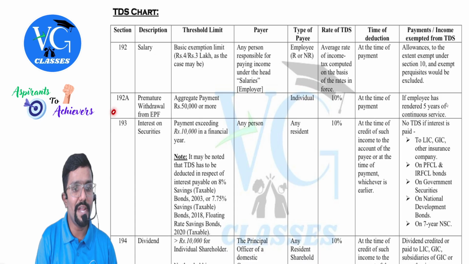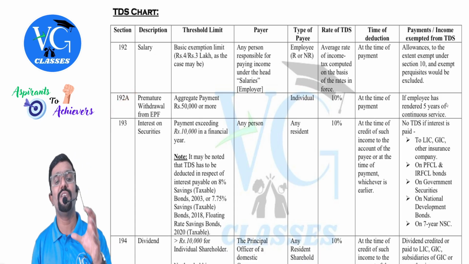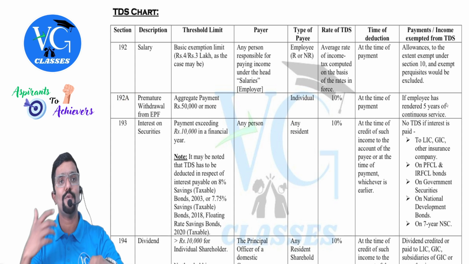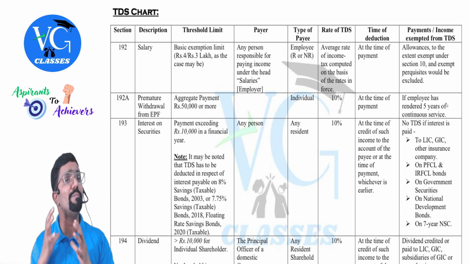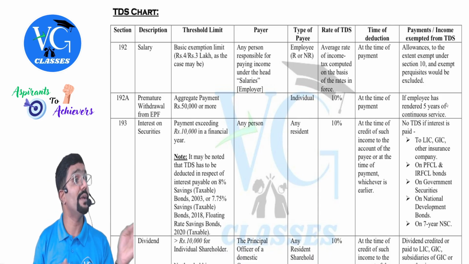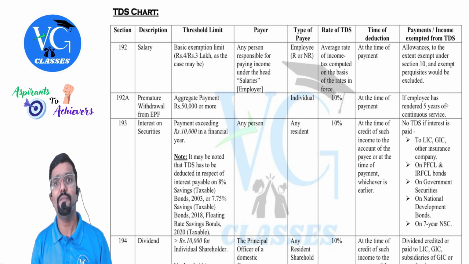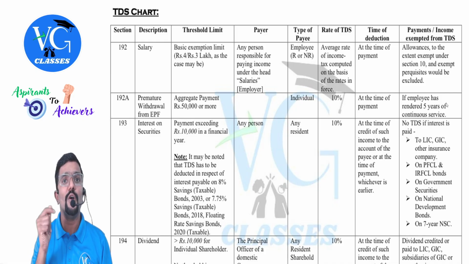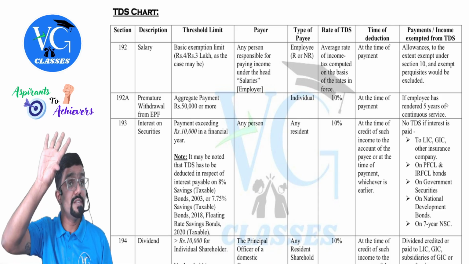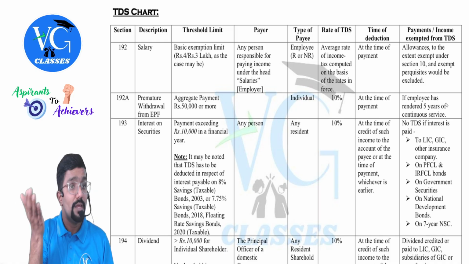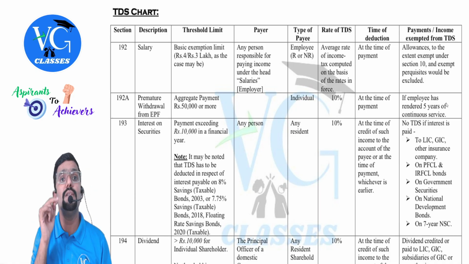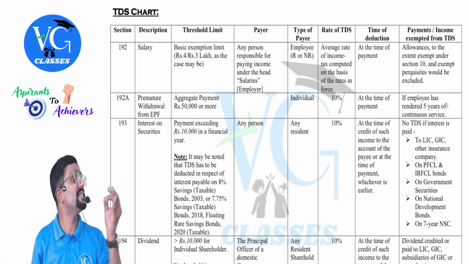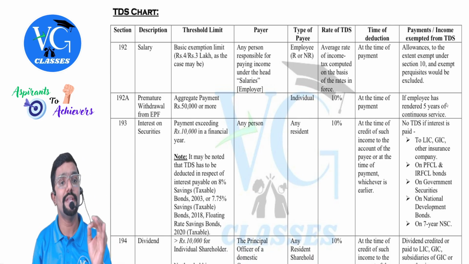Okay. Next, 192A. This is premature withdrawal from EPF. Guys, when an employee is withdrawing from PF, who will pay the amount? PF fund or employer? PF fund. The PF fund will pay the amount. So if the employee is withdrawing the amount from a recognized provident fund within 5 years, if it is withdrawn after 5 years, it is exempt. If it is withdrawn within 5 years, is it taxable? Yes. So should the fund deduct TDS? Yes. As per which section? 192A. Premature withdrawal from employee's provident fund.